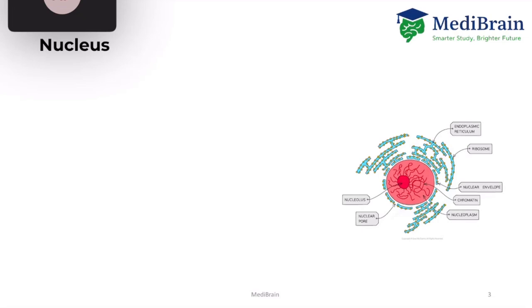There are a few additional structures that we never covered at GCSE, but we will cover in today's lesson, such as the endoplasmic reticulum, Golgi apparatus, and so on. Hopefully by the end of today's lesson, we will have looked at all the structures that are present in eukaryotic cells. We're going to start off by looking at the nucleus.